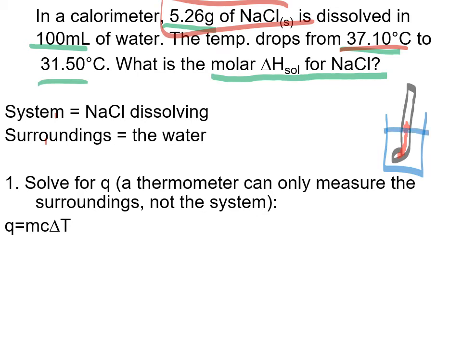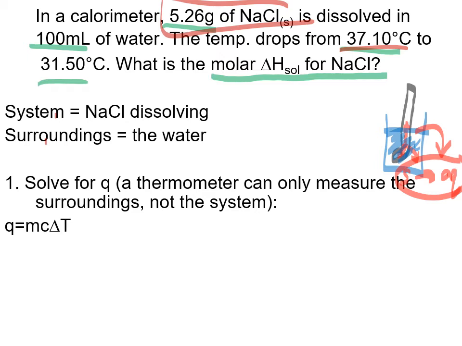So you can think of the thermometer itself as just like the water, part of the surroundings. And essentially it is going to be losing energy into the crystal, which is going from a solid to aqueous ions. So that is the system, the crystal dissolving, and the water, and hence the thermometer as well, is the surroundings. So energy is moving from the surroundings into the system. That's why the water is getting colder.